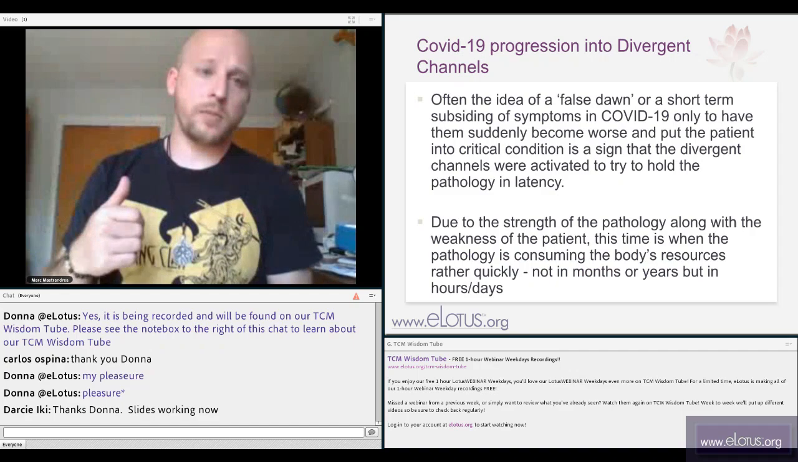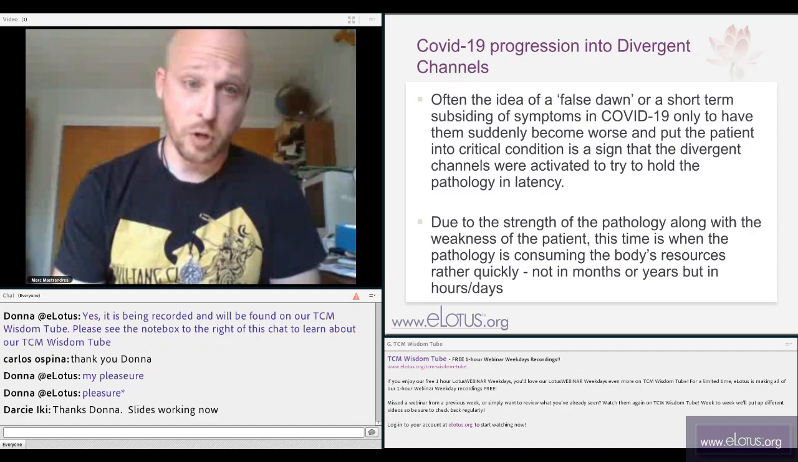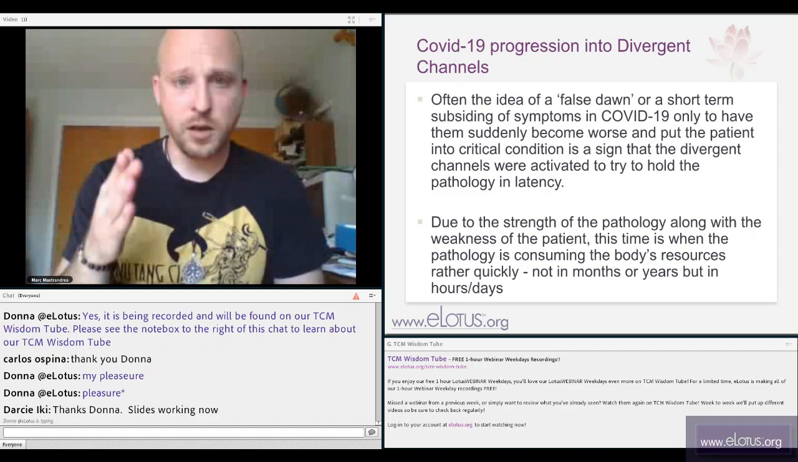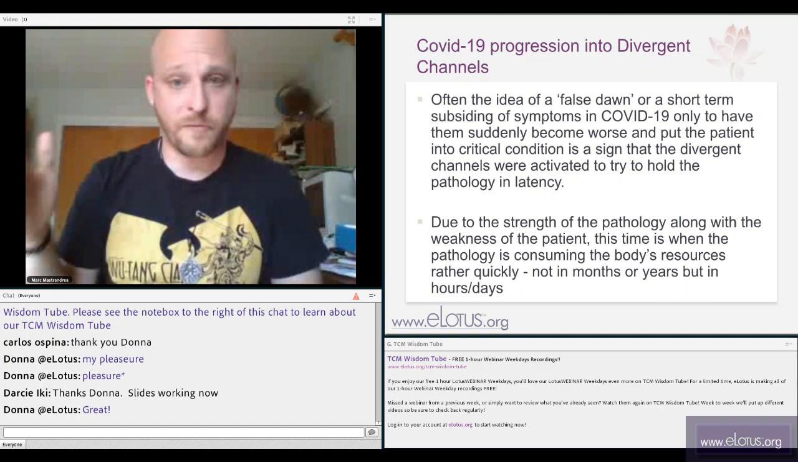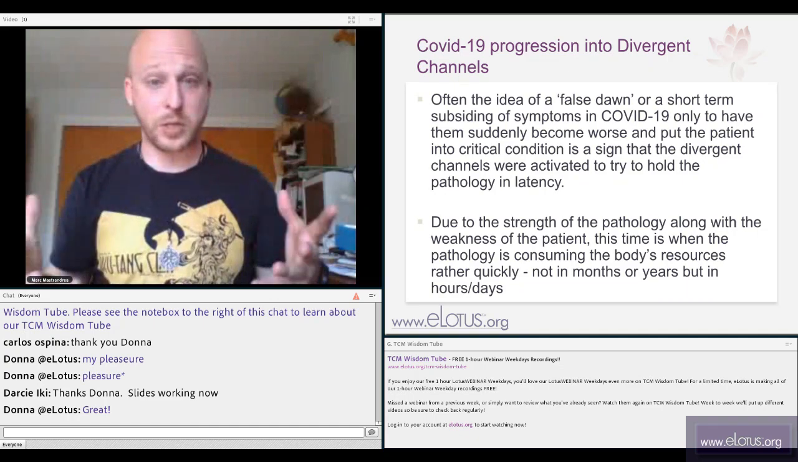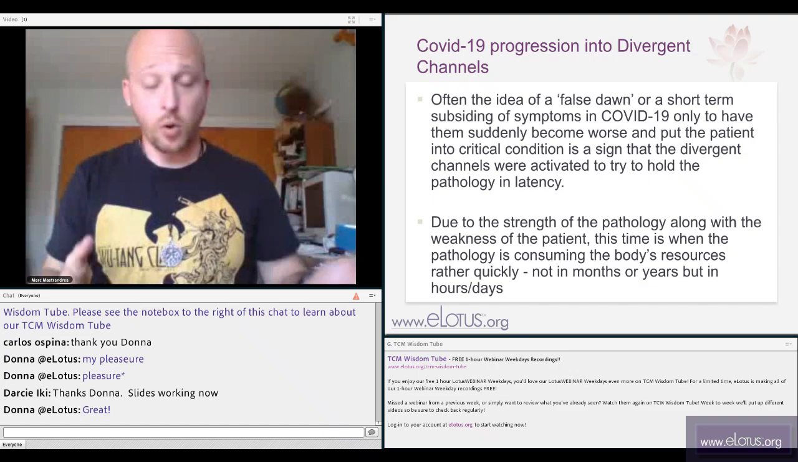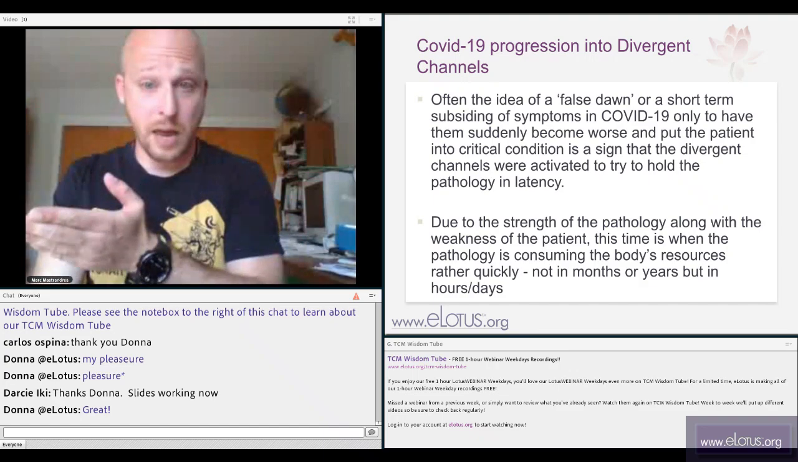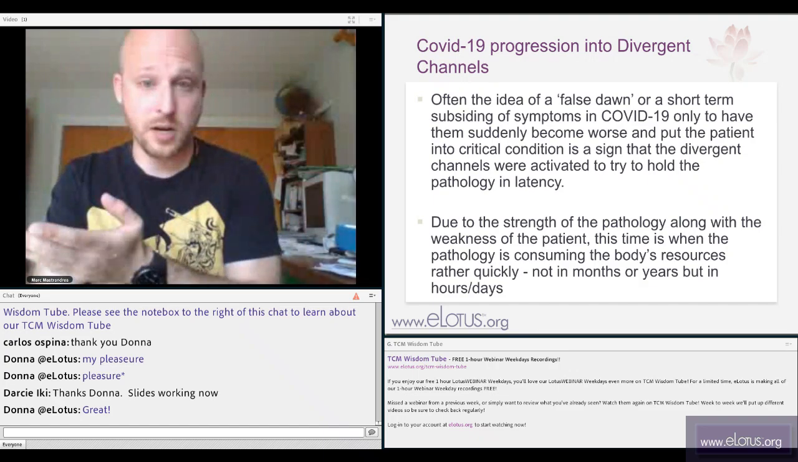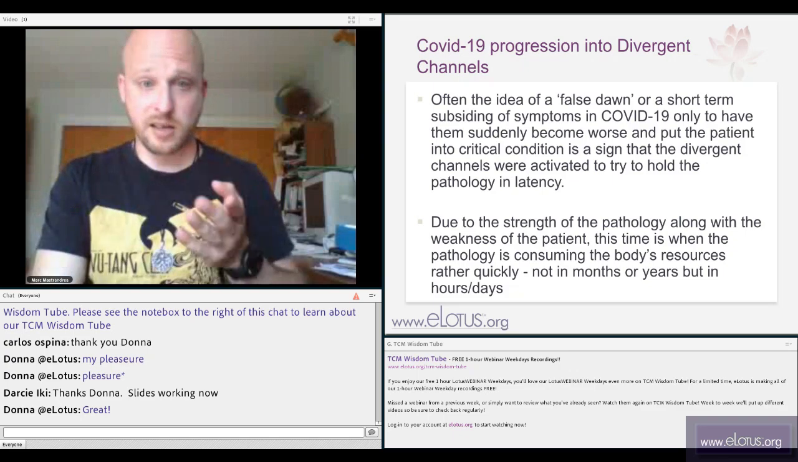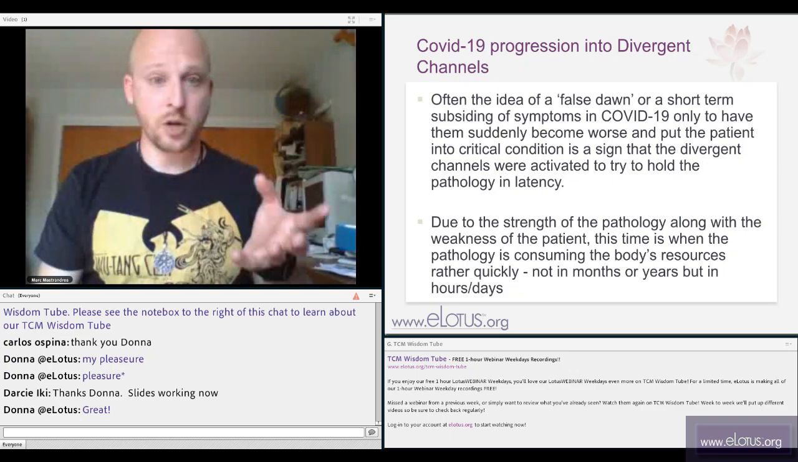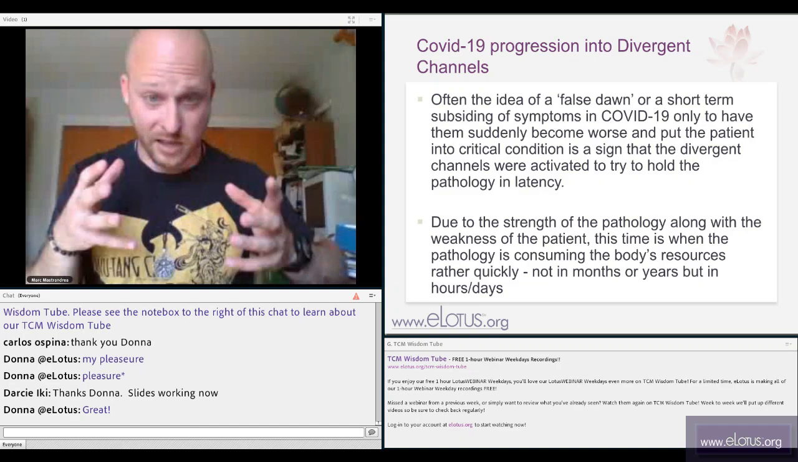All right, so back to the idea of the false dawn. I want to go over this again. In COVID-19, you'll sometimes get a false dawn, a short-term subsiding of symptoms, only to then suddenly have them reoccur and become worse, putting the patient in critical condition. This is a sign that the divergent channels were activated to try to hold something in latency. So it's a sign that this is happening.